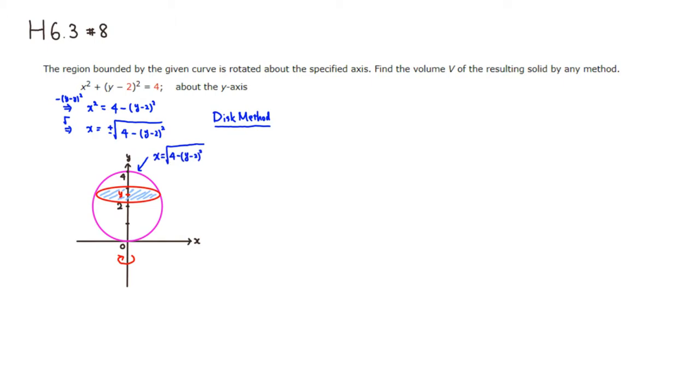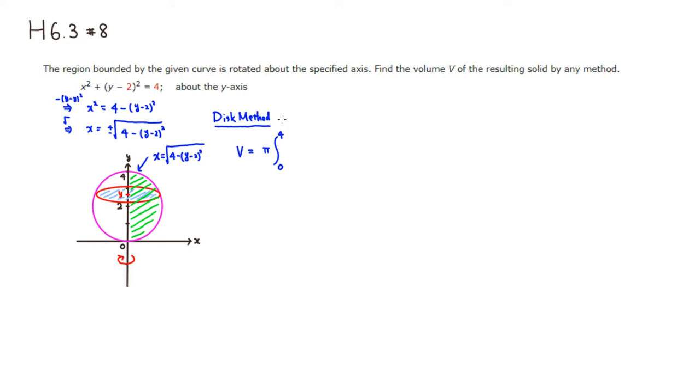By using the disk method, we can easily find the volume. So V is going to be equal to pi times the integral. The region we're thinking of is this region. We're going to take this semicircle on the right hand side, then rotate it about the y-axis. The region goes from 0 to 4, so I'm going to put that: from 0 to 4.